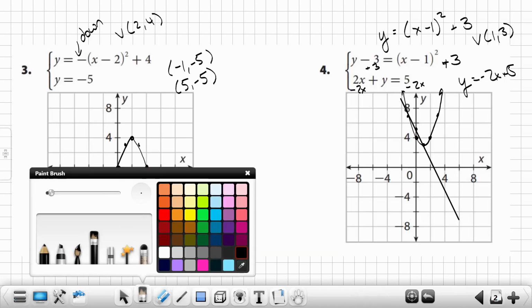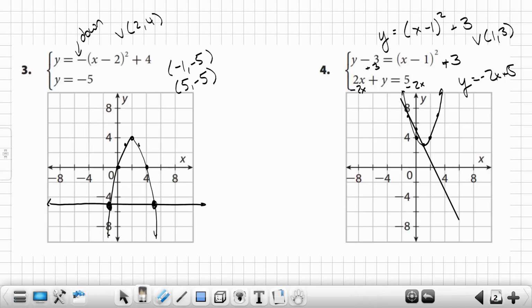So it crosses twice. What are those crossings? Looks like it crosses through the vertex, so one of the solutions is 1, 3. And then it crosses at this dot up here, which is -1, 7.